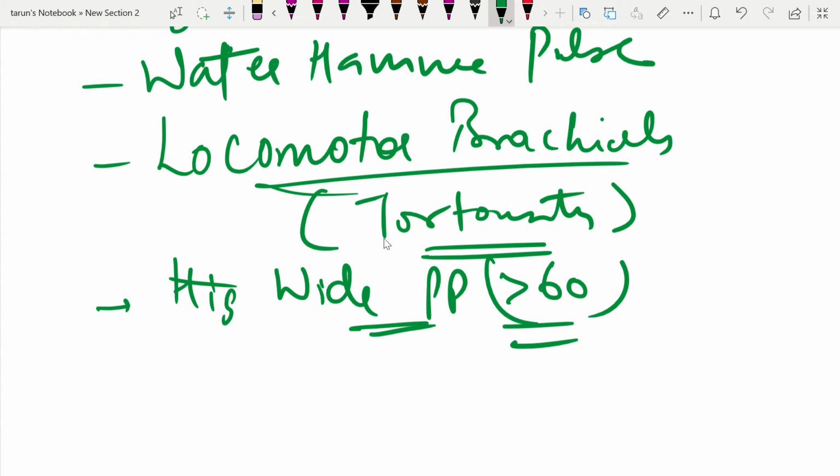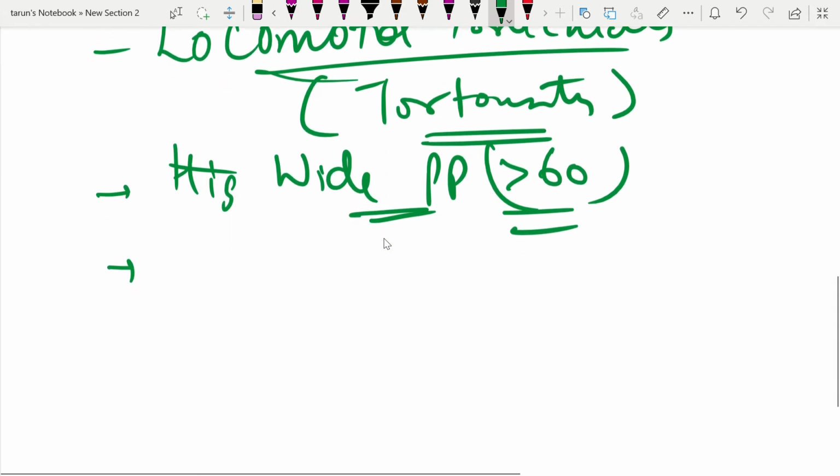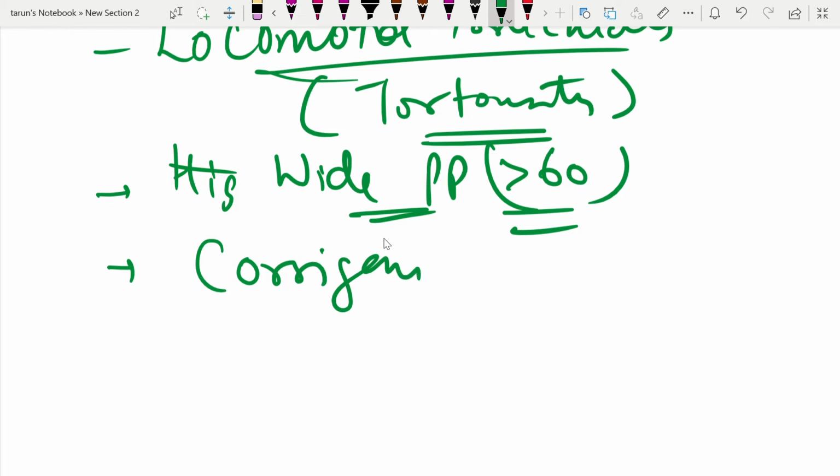Then as you move above from the arm, you will get the Corrigan sign, that is dancing carotid in the neck. What is Corrigan sign? It is dancing carotid at the neck. That is Corrigan sign.